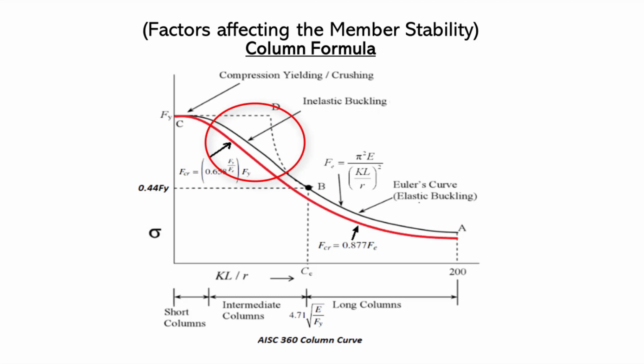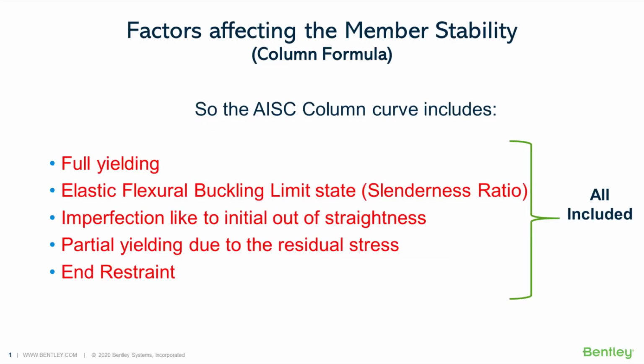smoothened. And this is because in reality, the inelasticity accentuated by the residual stress starts developing much earlier around this zone. So now we have the AISC column curve, which accounts for all the required factors that affect the member stability.